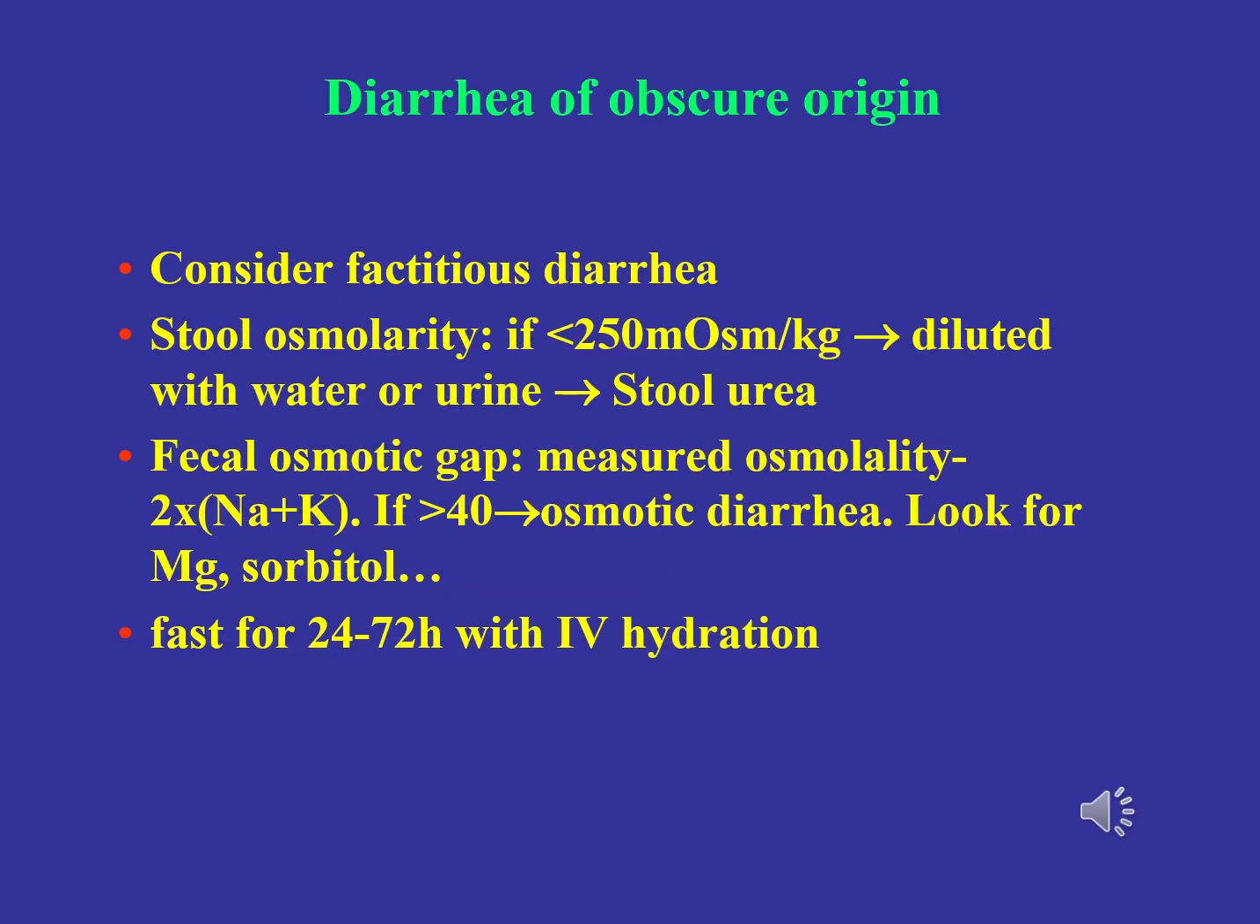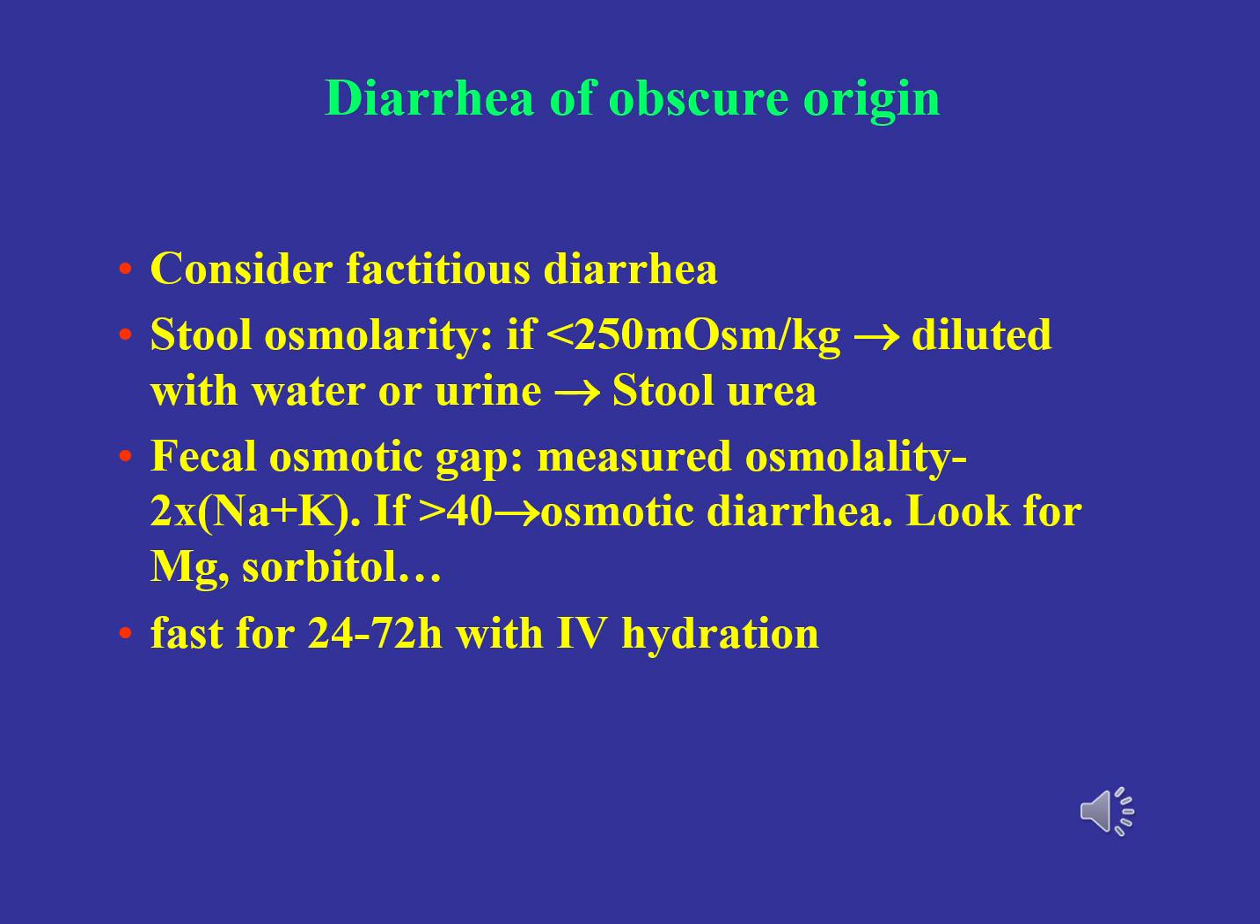Some patients may present with chronic diarrhea, and all the tests fail to reveal any cause. In such cases, we have to think about factitious diarrhea, and these patients are malingerers. They don't have diarrhea, but they want to consult a physician. They have some psychological problems. So here we have to check for stool osmolality.